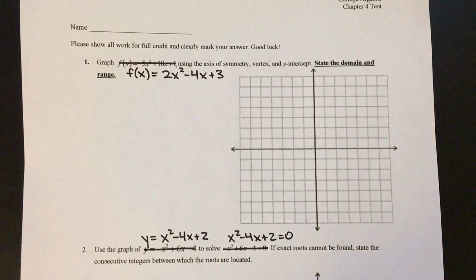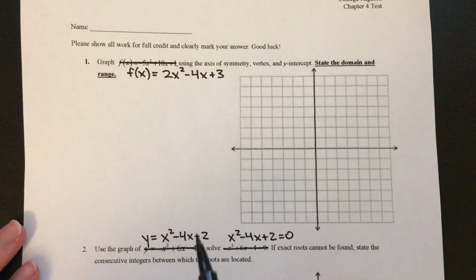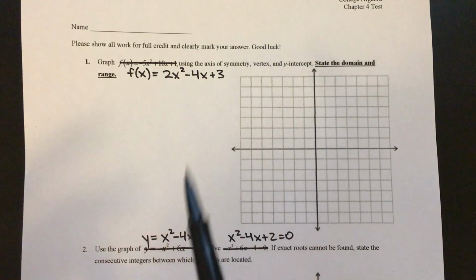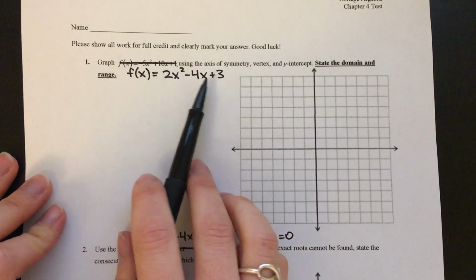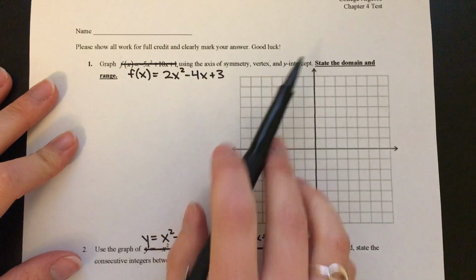Hopefully it's helpful. So what I did is I have the exact same format of what the original test was. It's the exact same format of what the makeup test is going to be. And then obviously I went through and I changed your actual test problems to different problems, but the process of how you're doing these problems is still going to be the same. So we're graphing this function right here using axis of symmetry, vertex, and y-intercept.